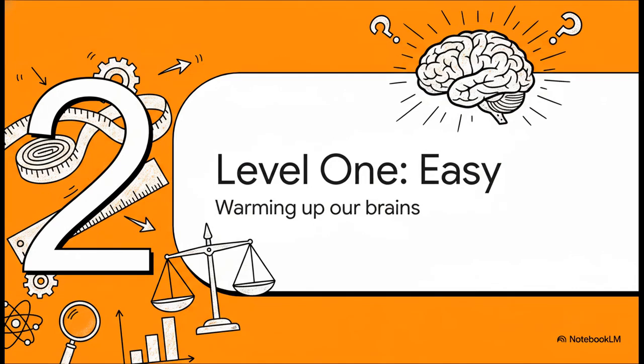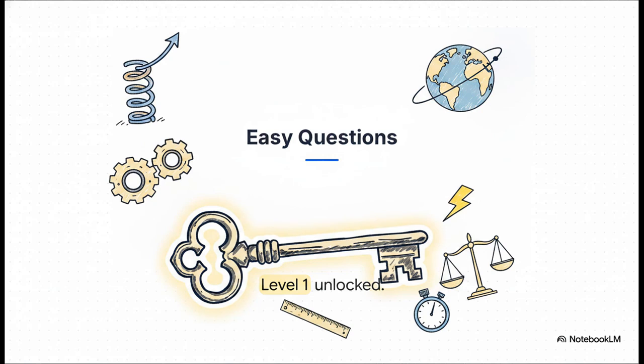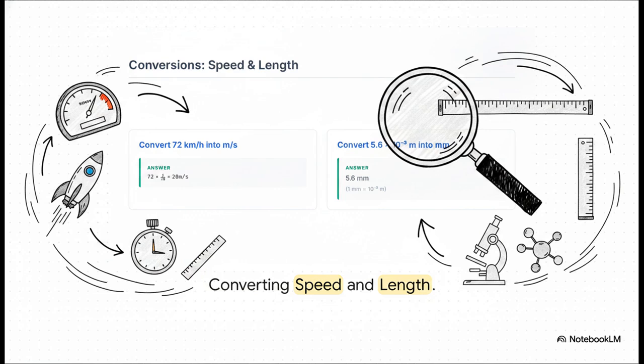Moving on to level 1, easy questions. Time to get those brains warmed up. We're starting off nice and simple here to build up some confidence before we hit the much denser math. Level 1 is really just about establishing the ground rules of the physical world. First up, let's talk about speed. Converting 72 kilometers per hour into meters per second is an absolute breeze. You just multiply by 5/18, and it scales seamlessly down to exactly 20 meters per second.